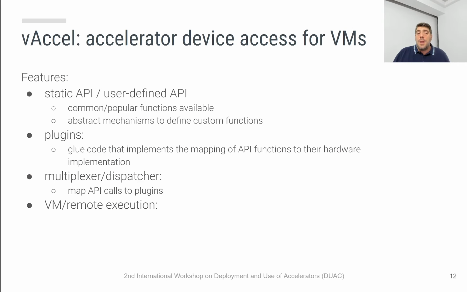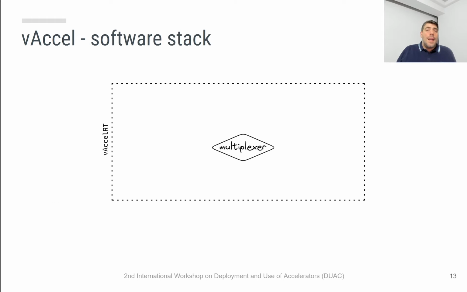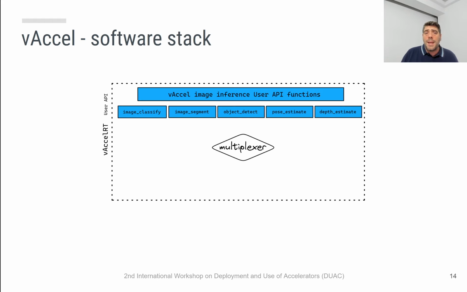VAccel features, as mentioned, a static API and a user-defined API. So we have some common popular functions available and an abstract mechanism to define custom functions. We have plugins, which are the glue code that implements the mapping of the API functions to their hardware implementation, a simple dispatcher to map API calls to plugins, and some custom virtual plugins to support VM execution. Let's have a closer look at how the software stack interacts with the rest of the components. Now, the core VAccel framework is the dispatcher, the multiplexer that maps API calls to plugins.